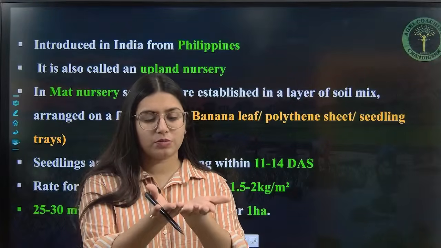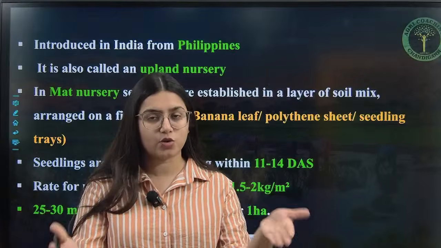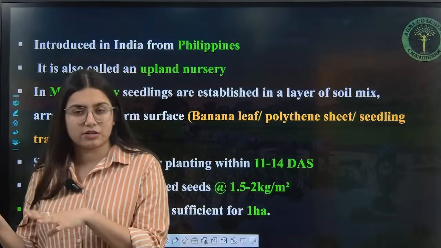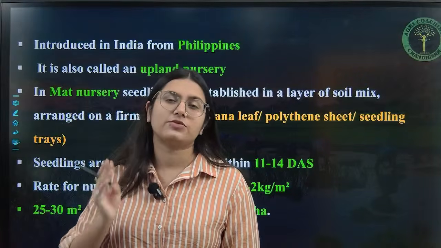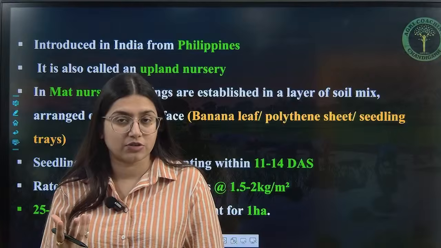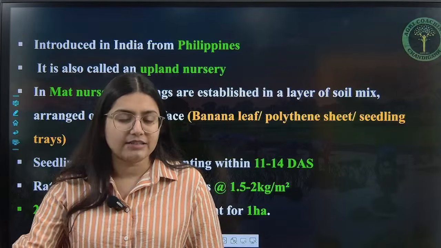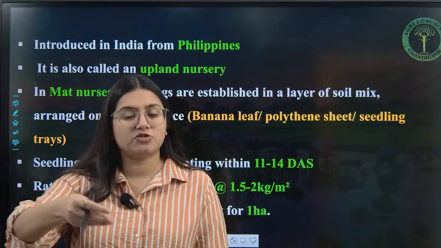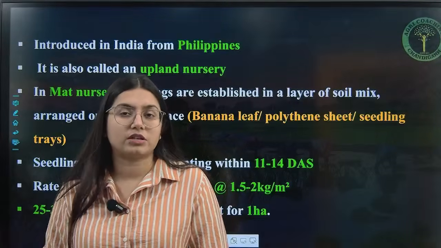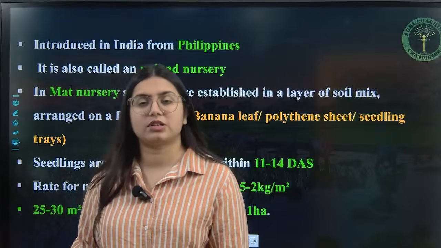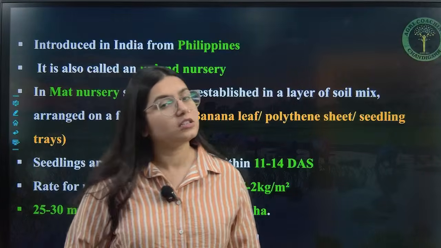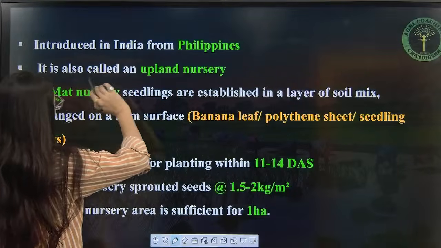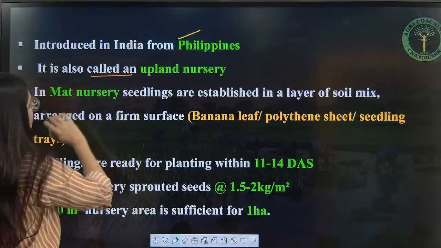So in the base, you will be just keeping the banana leaves. Upon that, you will be applying the mixture that contains the organic material, soil, as well as the husk in powder, in granular form generally. So you have to apply that mixture on the banana leaf. Then you have to use the pre-soaked seeds and just sprinkle them. This kind of method is known as the Depog method. And what is the advantage? The nursery is ready in 11 to 14 days. In India, it was introduced from the Philippines. It is also called an upland nursery.